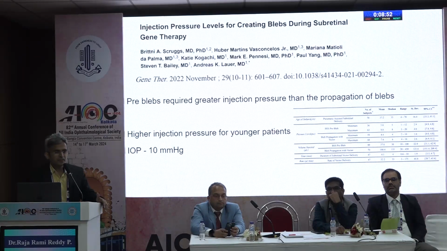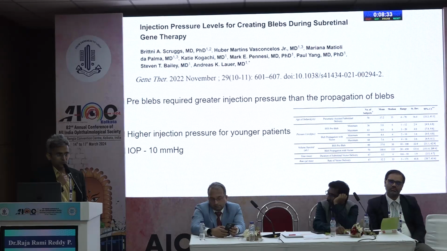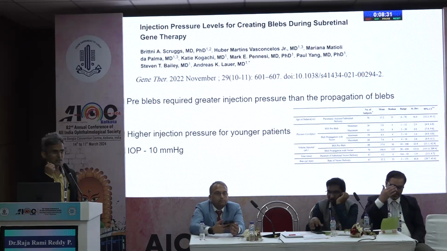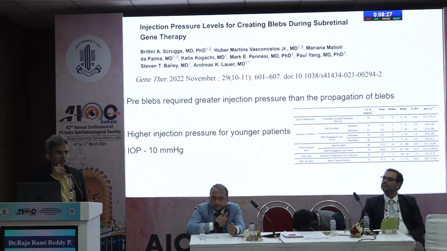Now, when you give an injection, what are the parameters that we need to keep while giving? Ideally, you try to keep the IOP slightly low, around 10 millimeters of mercury, because if you keep the IOP high, then you find it difficult to inject the drug into the subretinal space. The other thing is how much injection pressure you plan to use. This has not been studied in submacular hemorrhage injections, but there are various studies where subretinal gene therapy is being given.